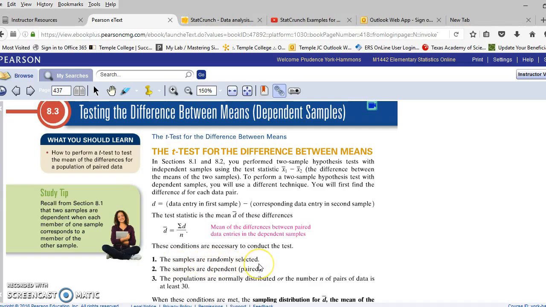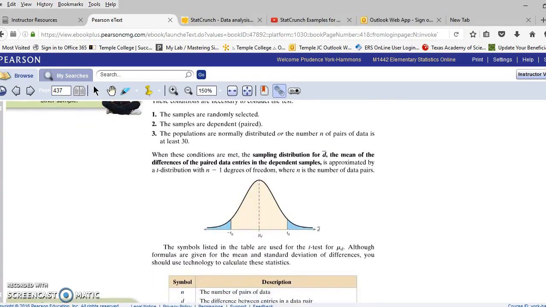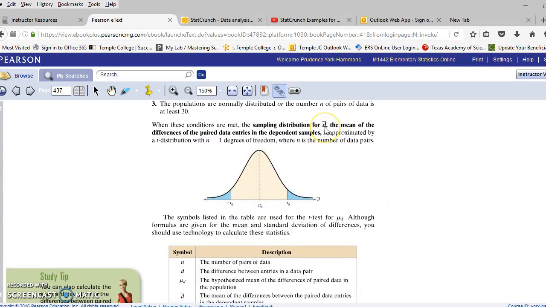Now, there are some conditions, just like there were in 8.2 and 8.1 for the testing we did there. The samples have to be randomly selected. They have to be dependent in this case, or paired, and either they tell you one of two things. Either the populations are normally distributed, or you see that the number of pairs is at least 30 or more. Now, when that condition is met, the sampling distribution for the mean of the differences, D bar, actually ends up being a T distribution. So this T distribution with N minus 1 degrees of freedom, where that's your sample size minus 1, will give you a distribution here.